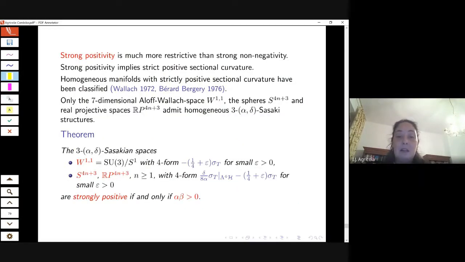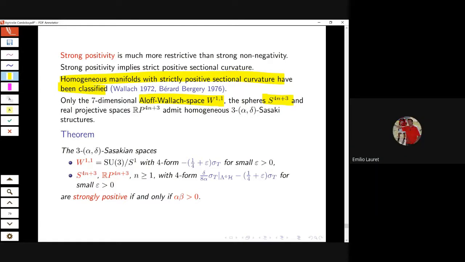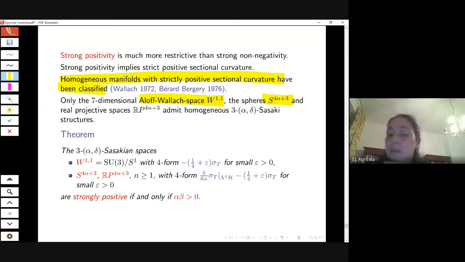Okay. Now, homogeneous manifolds with strictly positive sectional curvature, we know them. They have been classified. And in this dimension, the only ones which admit homogeneous phi alpha delta Sasaki structures are the Aloff-Wallach space and the sphere. So these, we know, should be strongly positive. And in fact, there's this nice work by Betziol and, I don't remember the name of the second one, who looked at these spaces. Ricardo Mendes? Ricardo Mendes, thank you. Yes. So these spaces are known to be strongly positive.